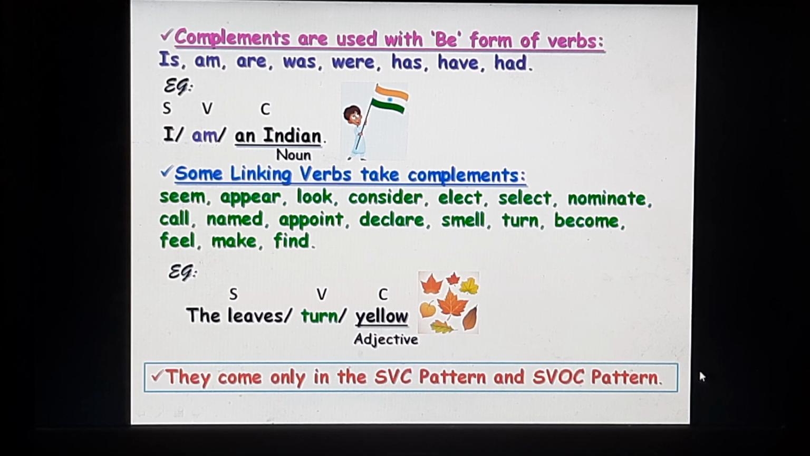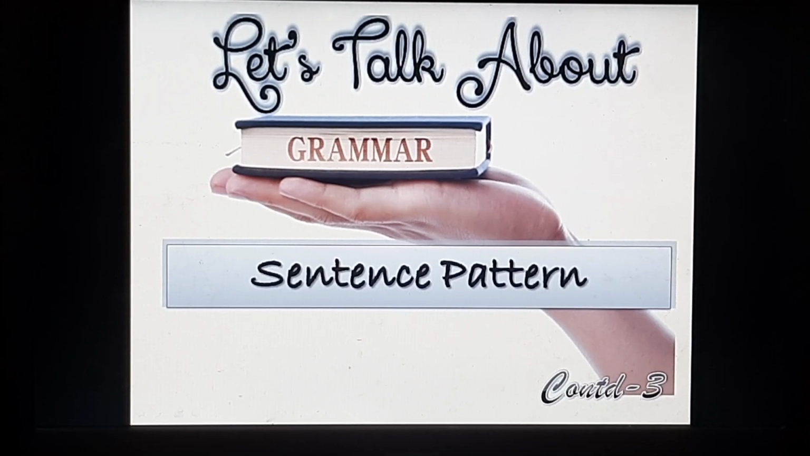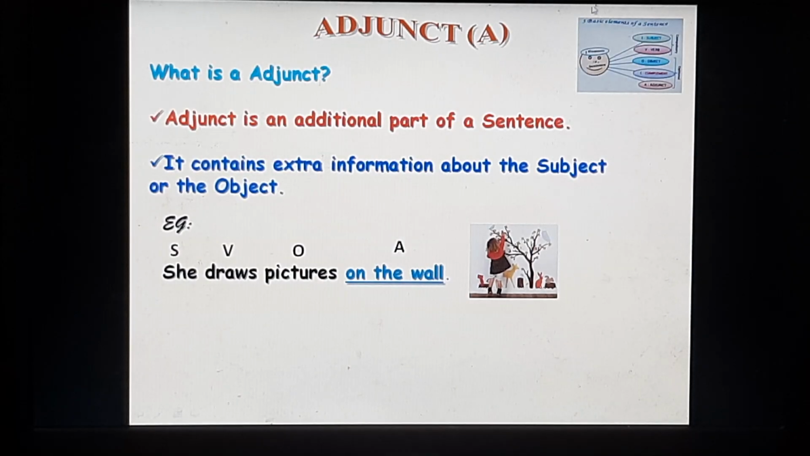We continue. Let's continue, children, with adjuncts. Adjunct is the fifth basic element of a sentence, denoted by the letter A. Now, what is an adjunct? Adjunct is an additional part of a sentence.